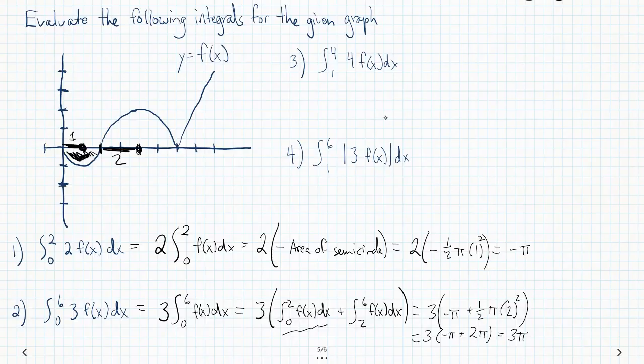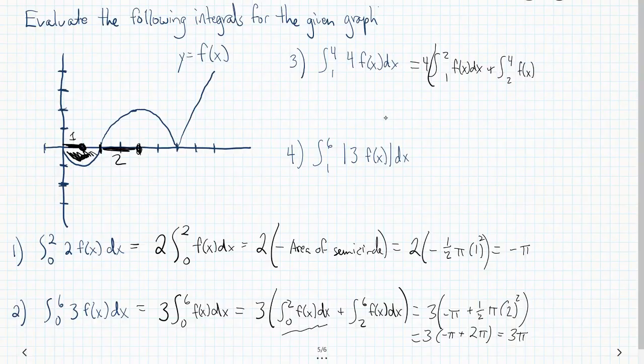Okay, so we're rocking and rolling now. A little more interesting on this next one, from 1 to 4. There's a couple different ways to work this one. We could break it up from 1 to 2 and then 2 to 4. So one route would be from 1 to 2, and we'll pull out the 4 in front of all this. 1 to 2 of f of x dx, plus 2 to 4 of f of x dx.